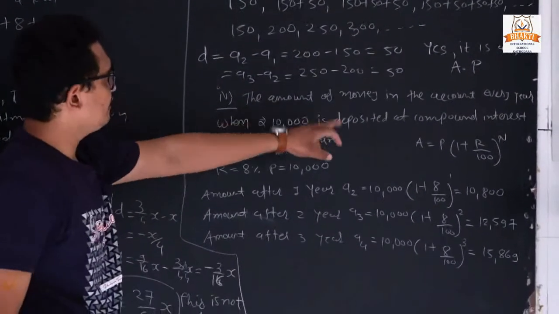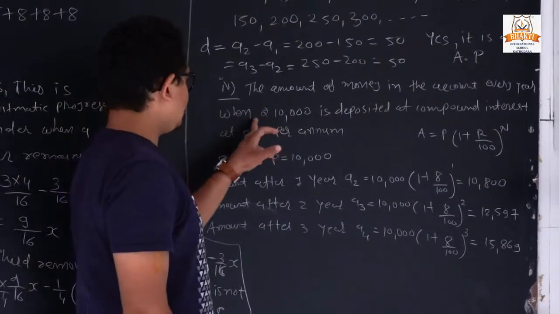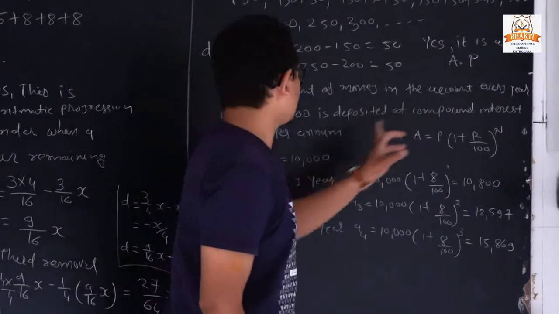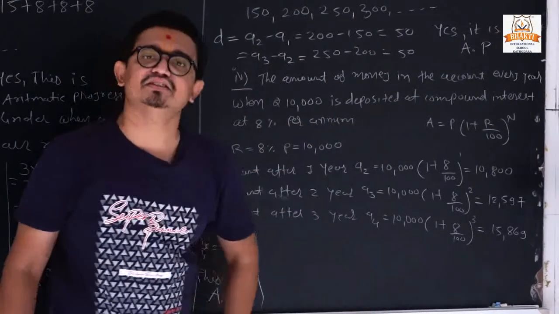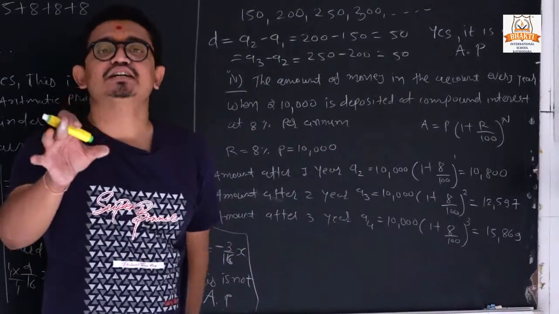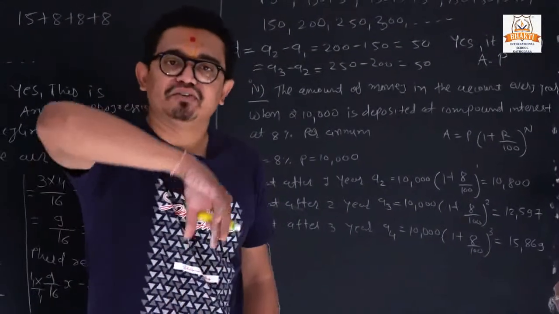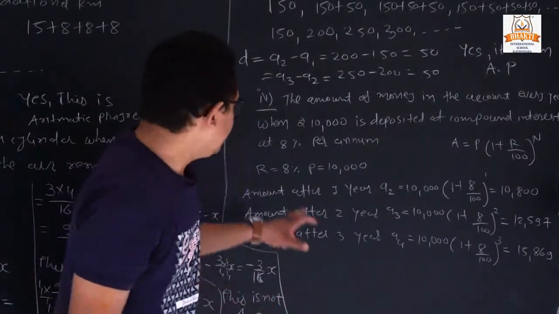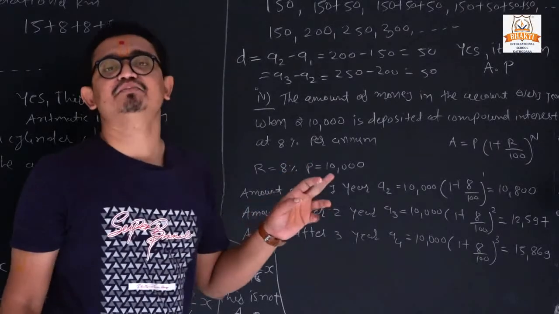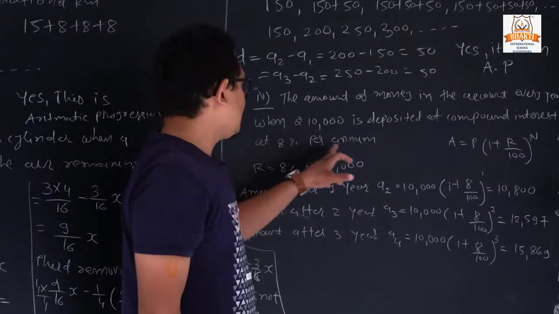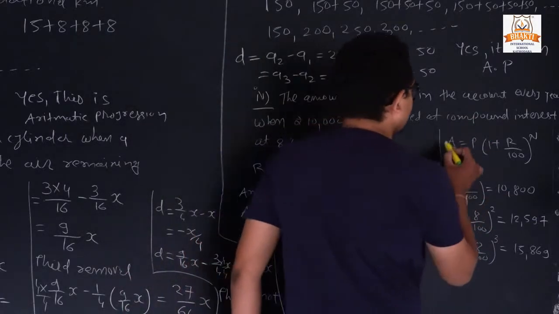The amount of money in the account every year when 10,000 is deposited at compound interest at 8% per annum. It means we deposit the 10,000 rupees in a bank, and after 1 year we get the 8% interest. Clear? And we deposit money at compound interest. So what is the formula for compound interest?